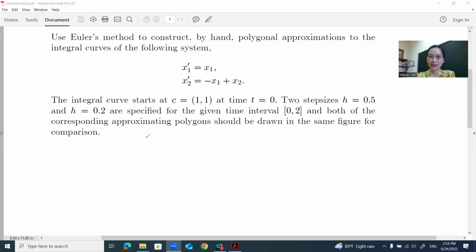This is the posted homework for you to practice using Euler's method. So you need to find the approximation to the integral curves of the following system. This is the system, and the solution curve you're trying to approximate is this solution curve, which is vector valued. And then this curve's derivative is equal to the right-hand side.